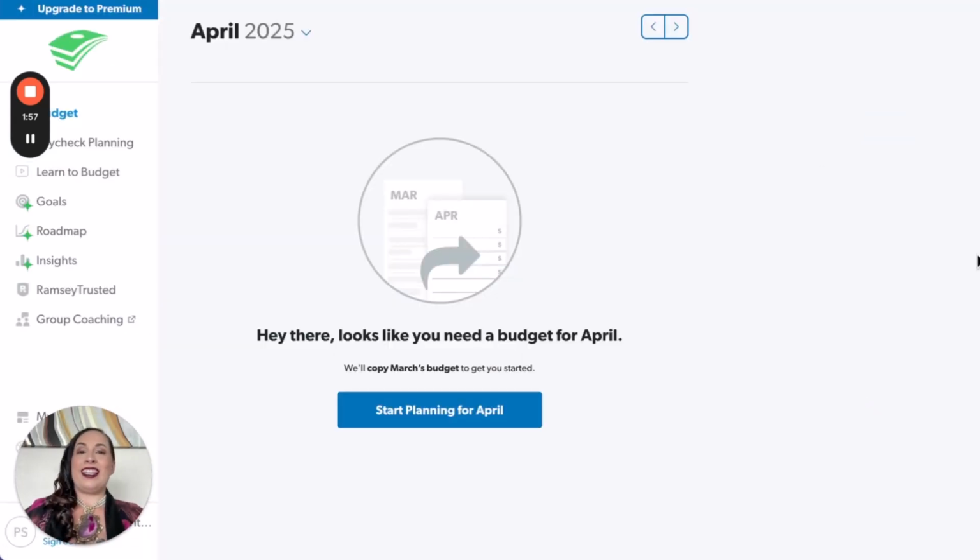Now, the reason I'm seeing this is because I'm recording this on the first of the month and we haven't put our cash flow plan in for this month yet. And one of the things that I really like about EveryDollar is that it'll allow you to use the plan from the last month as a template for this month.